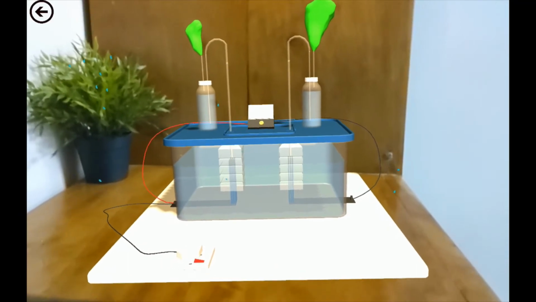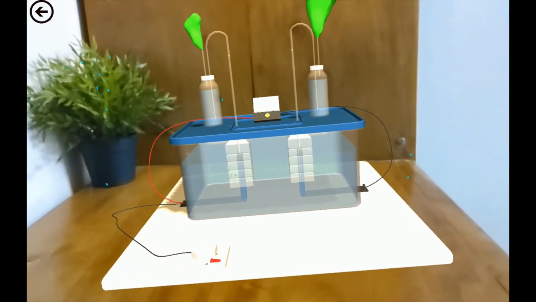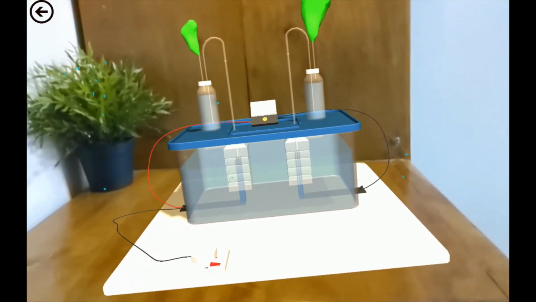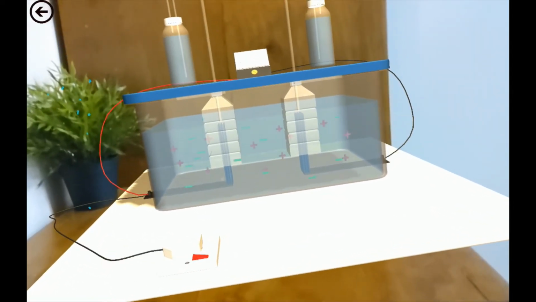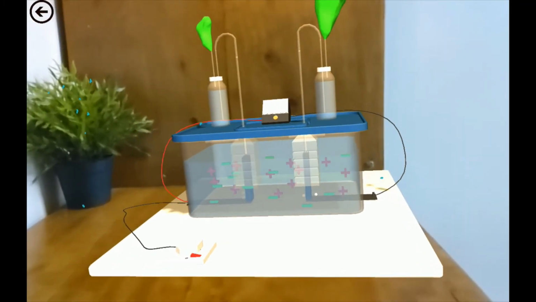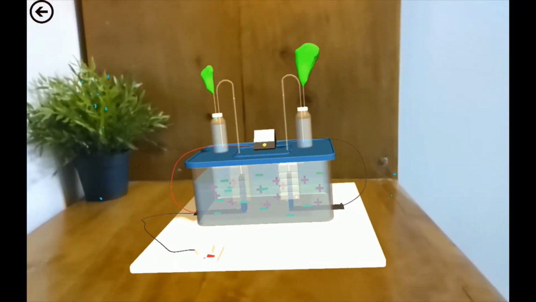Now, let's plug in the ammeter and switch on the power button. As you switch on the power button, the ions start moving in the direction of the opposite charge.